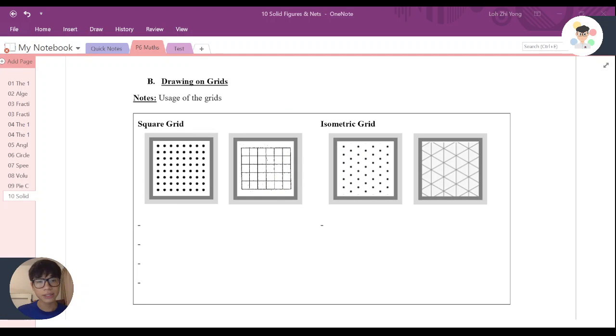Welcome back to digital class, and this is a discussion for Booklet mechanics, solid figures and nets. And now we are focusing on drawing on grids.